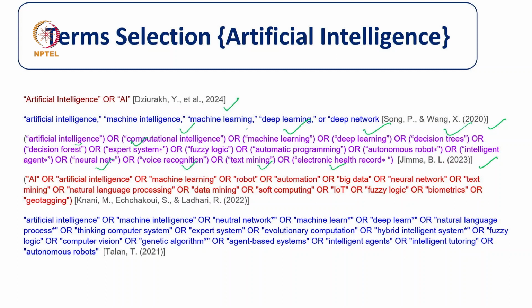In the second and third examples, they have not used AI, so they might have missed some documents. But in the fourth example, they have used the word AI, artificial intelligence, neural network, text mining, natural language processing, and other things similar to this example. In the fifth example, they have also used similar kinds of words. But only two of the papers from these five examples use the word AI.